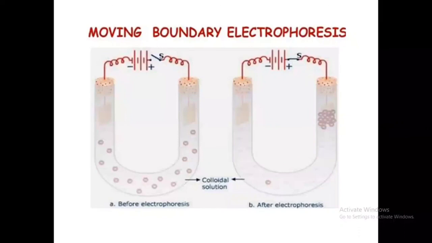Clear now? Now you understand the difference between zone and moving boundary. Zone means you are taking one cross bridge, upon which you keep your supporting medium, paper or gel. You moisten it with buffer, then apply your sample. You will get formation of different color zones. That's why the name came as zone electrophoresis. But moving boundary is not like that. In a U-shaped glass tube, you fill your buffer along with the sample. When you apply potential difference between two electrodes, the migration of ions happens towards the opposite charge electrode. So finally you can observe the difference.